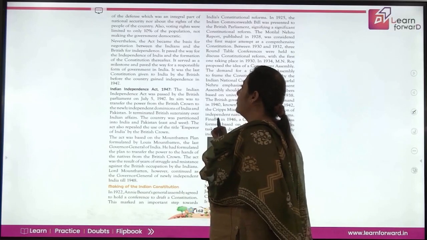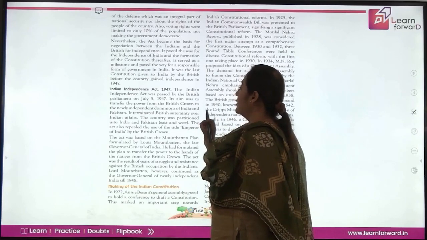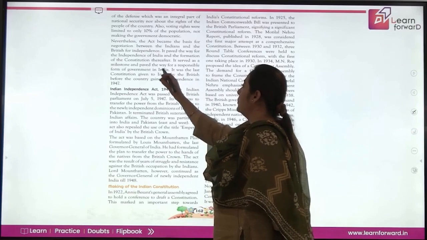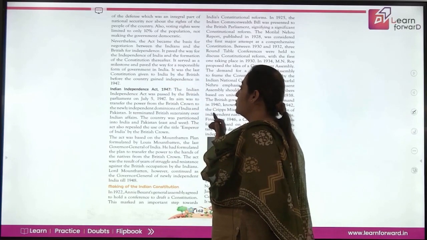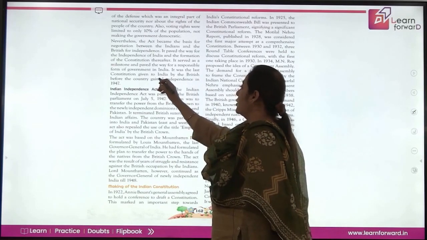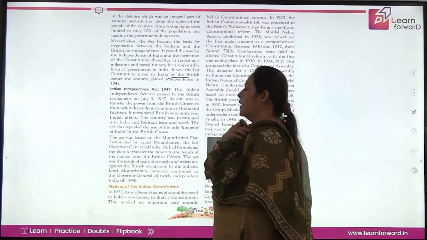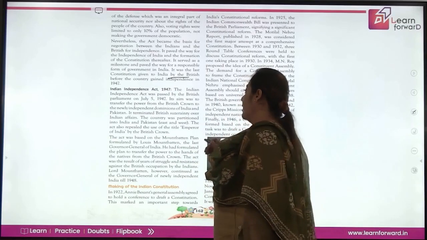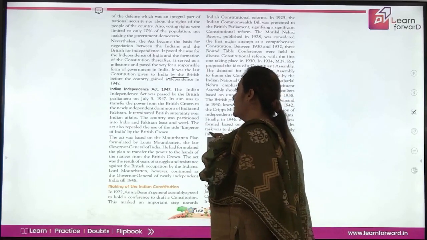Nevertheless, the act became the basis for negotiation between Indians and British for independence. It paved the way for independence of India and formation of the constitution thereafter. It served as a milestone and paved the way for a responsible form of government in India. It was the last constitution given to India by the British before the country gained independence in 1947. Then came the Indian Independence Act in 1947.